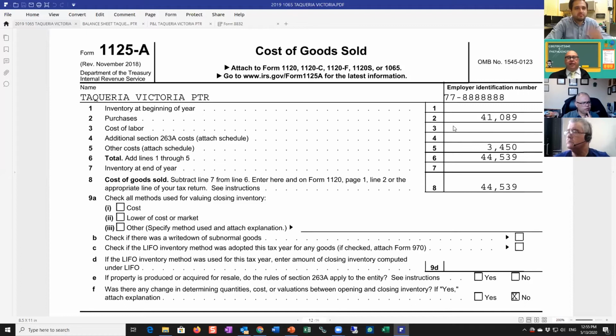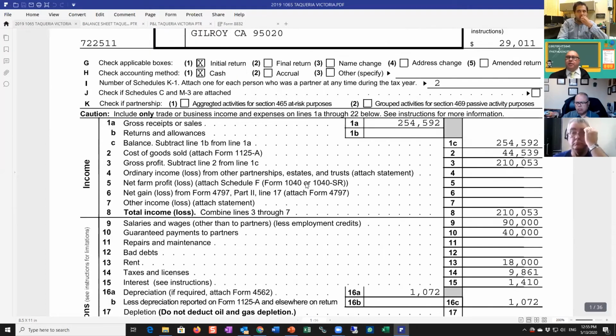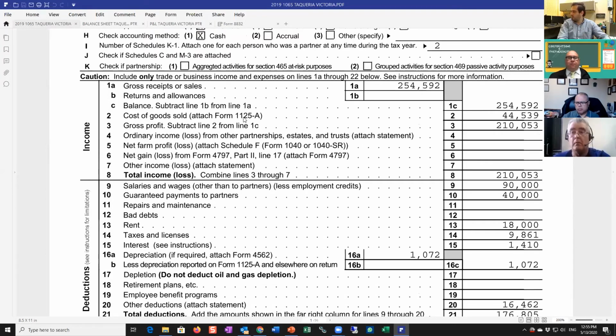You have cost of labor. Cost of labor doesn't apply to restaurants, so we're not going to go there. But if you were in the construction business, for example, whatever labor you use to produce what you're constructing will go here. But anyway, let me go back to the form. Here, we're back at the top of the form. So that line 4 comes from that form that we just saw, 1125A. That gives me my gross profit of 210.53.